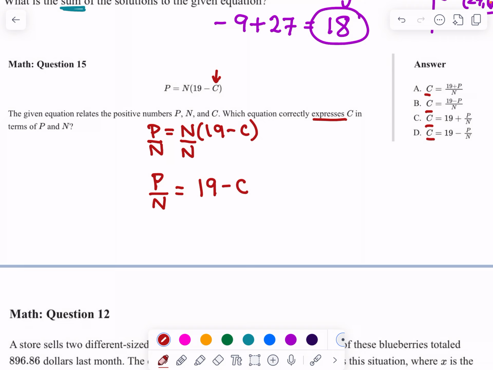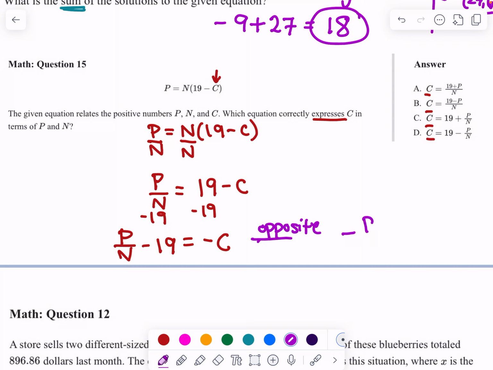And then I could subtract 19, so I'd have P over N subtract 19 is equal to the opposite of C, but I want just regular C, so I could go through and make everything opposite, and that would be negative P over N plus 19, and if I rewrote that, that could be D right here.